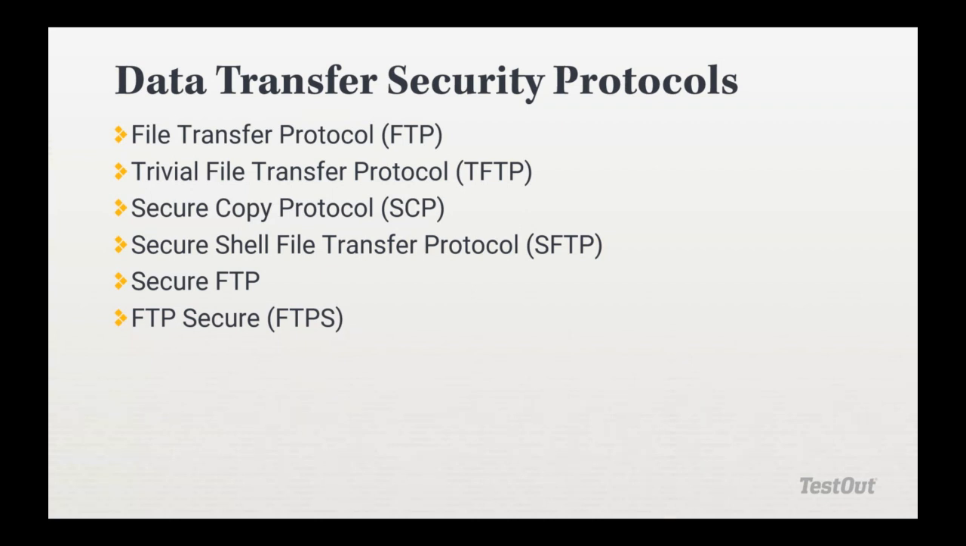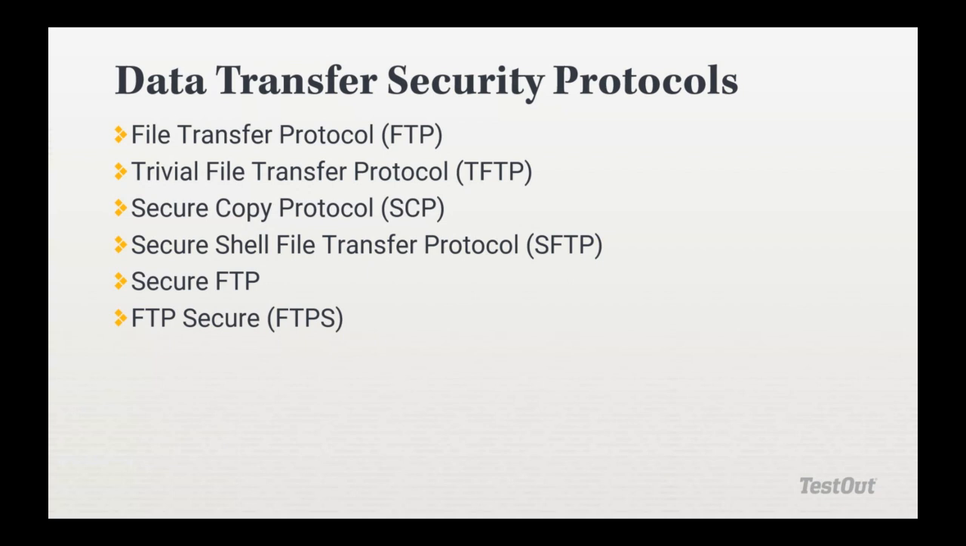The Trivial File Transfer Protocol provides no authentication, encryption, or error detection. It uses UDP instead of TCP. This is something that might be faster than the FTP, but doesn't perform the error detection, so you could have results in file errors.